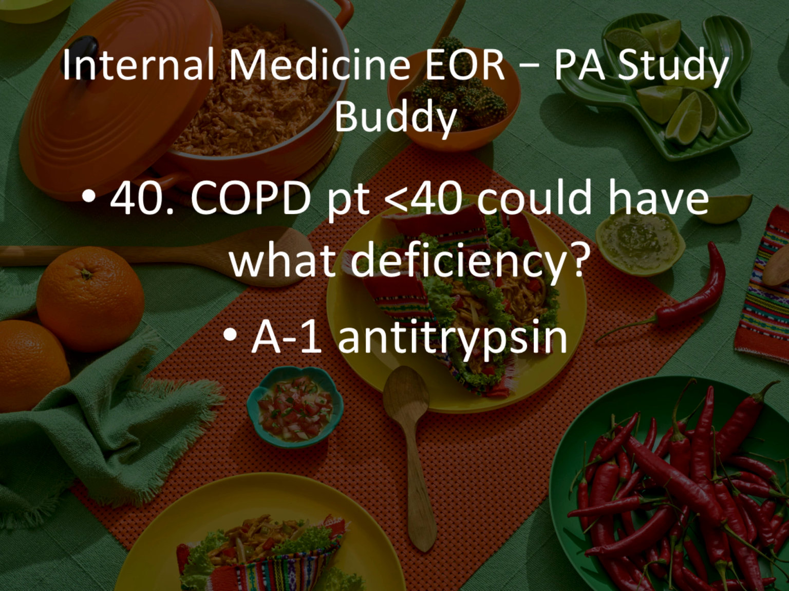Or they say the patient has a known deficiency of A1 antitrypsin. Patient is 35 years old, comes in with XYZ, they have a known history of A1 antitrypsin deficiency. Which one of these illnesses is most likely associated with this patient? And your answer should be COPD.